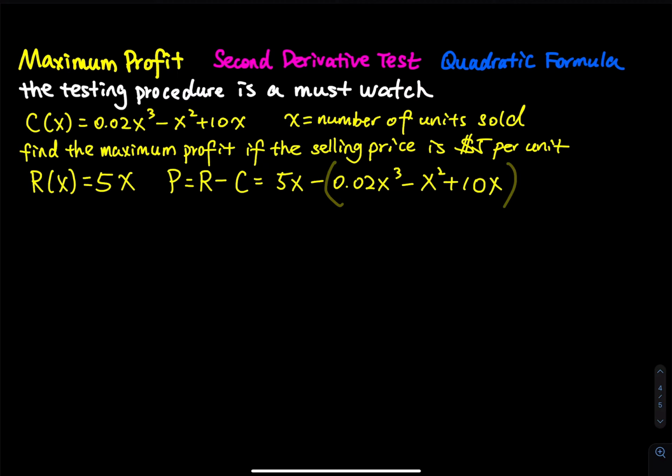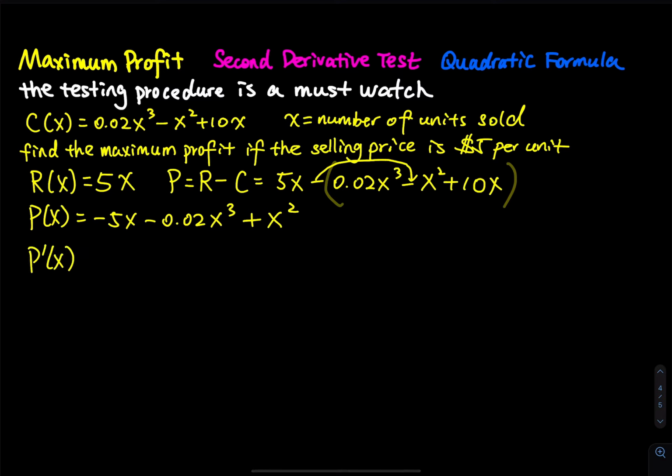So you have P(x) equals 5 minus 10, that is a negative 5x, and then minus 0.02x^3, and then minus, so you have a minus and another minus, right? So minus a minus gives you a plus x squared. Now take the derivative. You have P'(x) = -5 - 0.06x^2 + 2x, and then you have to set that equal to 0 and solve for x.